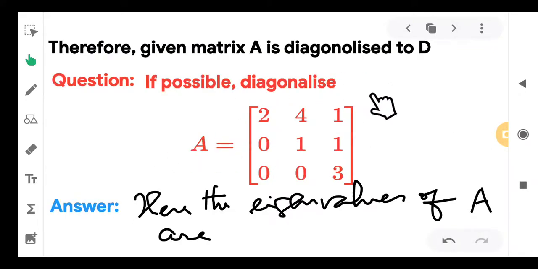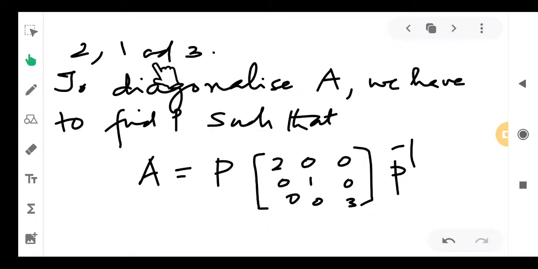Let us go to a case of a 3 by 3 matrix. Here also, to make the problem very simple, I have taken an upper triangular matrix for which the diagonal elements are the eigenvalues 2, 1, 3. So our effort is to diagonalize this matrix to 2, 0, 0, 0, 1, 0, 0, 0, 3. Here the eigenvalues of A are 2, 1, and 3.